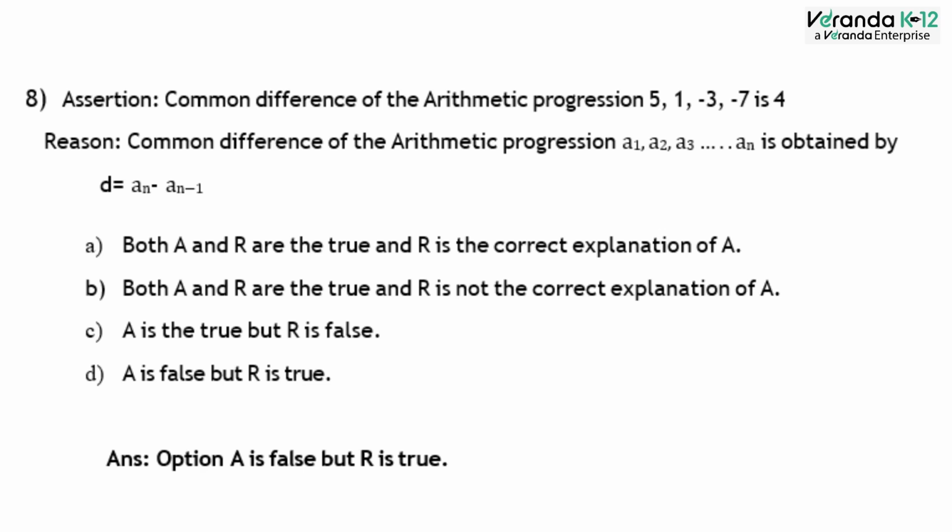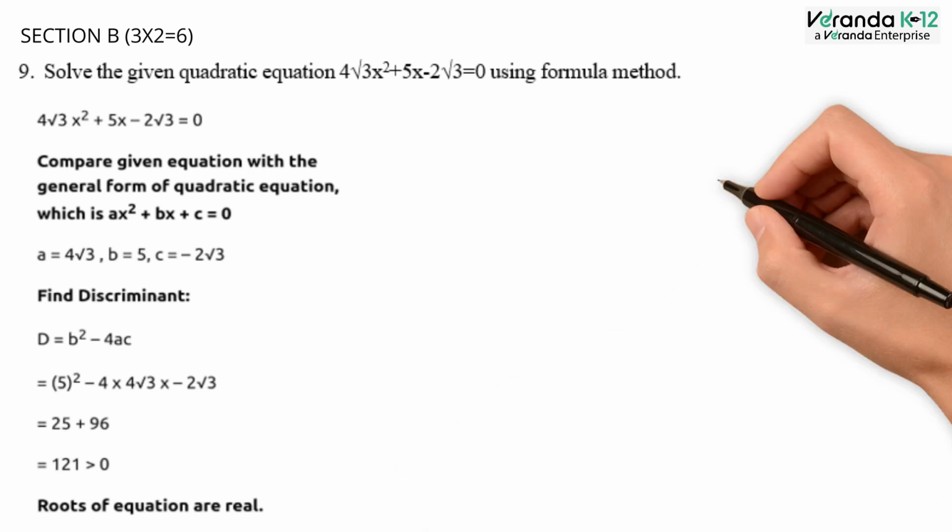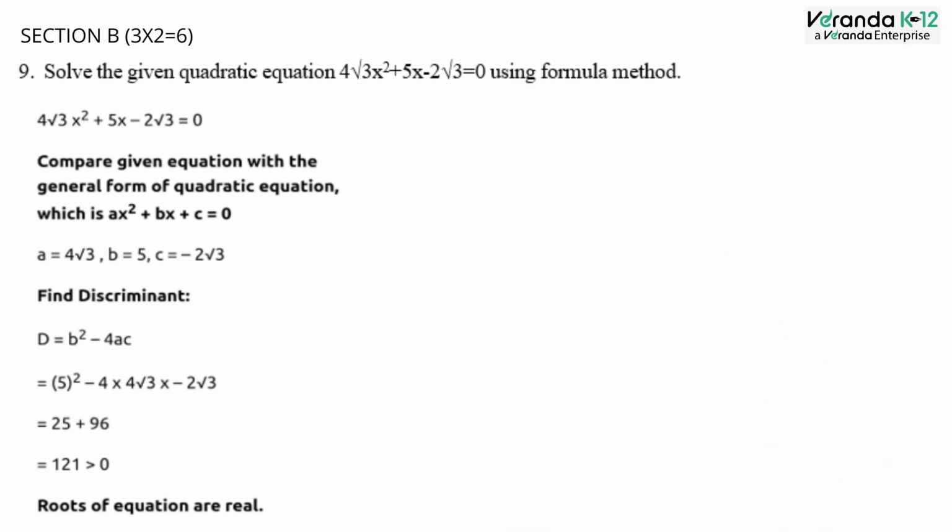Answer option D, A is false but R is true. Section B, 2 marks, 9th question. Solve the given quadratic equation 4√3 x² + 5x − 2√3 = 0 using formula method.